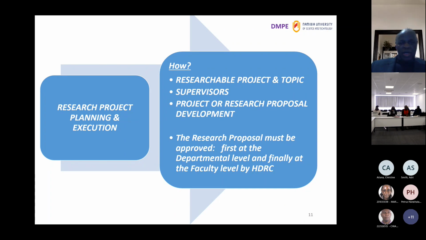First of all, you have to get a researchable project and topic. And I'll explain that. You need to get supervisors. Typically, a principal supervisor, associate or co-supervisors, or in some universities, you need to get a panel of supervisors with one as the principal. So whatever you do, at least you need two, one being principal, one being co-supervisor or associate.